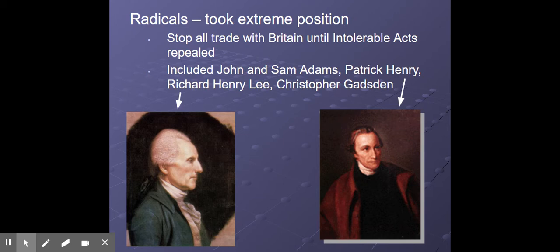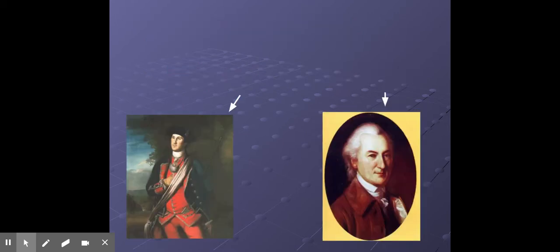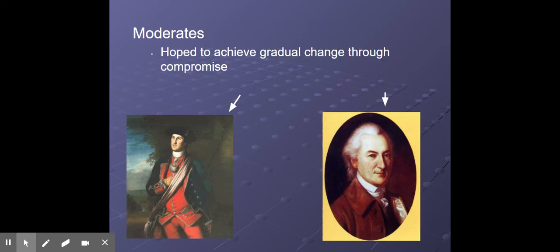They're going to take an extreme position. Let's go on and break from Britain. Okay, we'll stop all trade, and if need be, we'll go to war. On the other side, you've got the more moderates. Okay, and the moderates are hoping to achieve gradual change through compromise. Okay, and they're the ones that are going to win out. That's why we're going to send Britain one more letter.